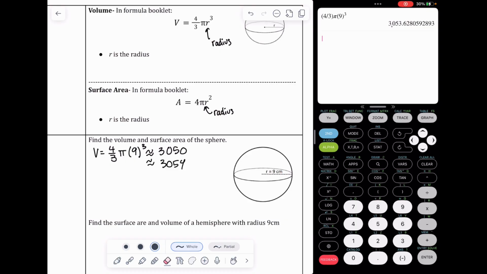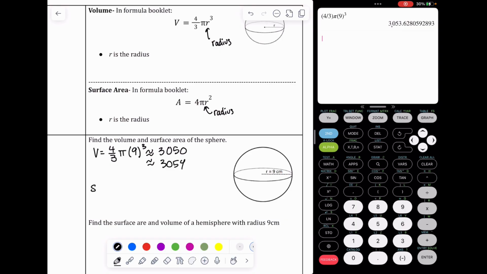The only exception, if it specifically asks for rounding to the nearest number or rounding to 3 sig figs or rounding to whatever, you do have to do that. You can't be more specific in cases like that. All right, so we got volume.